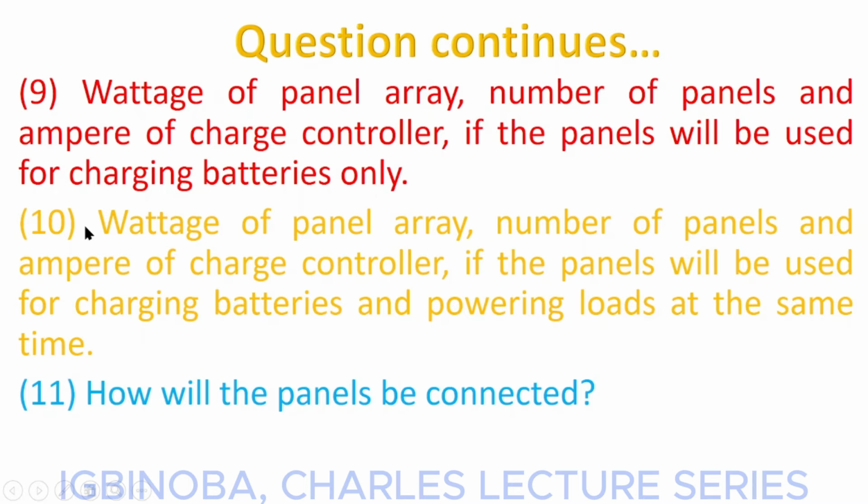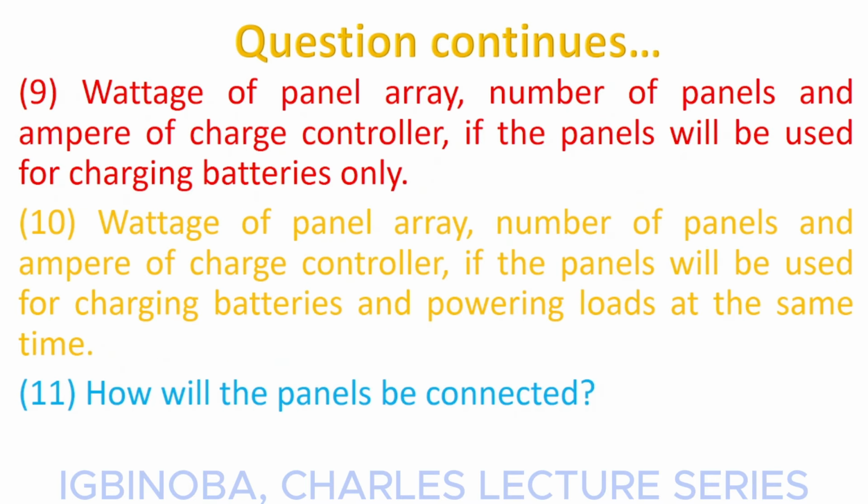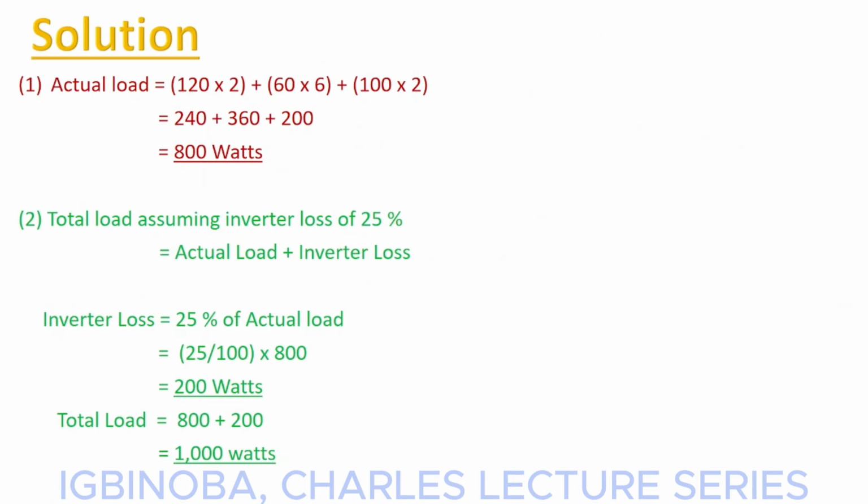Scenario 1. Then scenario 2, which is number 10, wattage of panel array, number of panels, and ampere of the charge controller if the panel will be used for charging the battery and powering the load at the same time. Then number 11, how will the panels be connected? So we are going to look at questions 1 to 11 and we are going to see how to approach these questions. So we take question number 1, calculate the actual load.